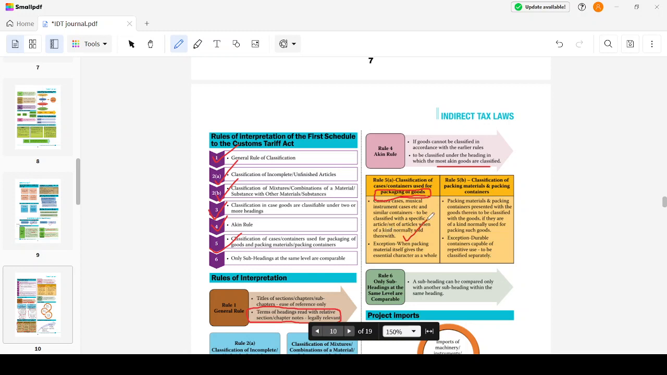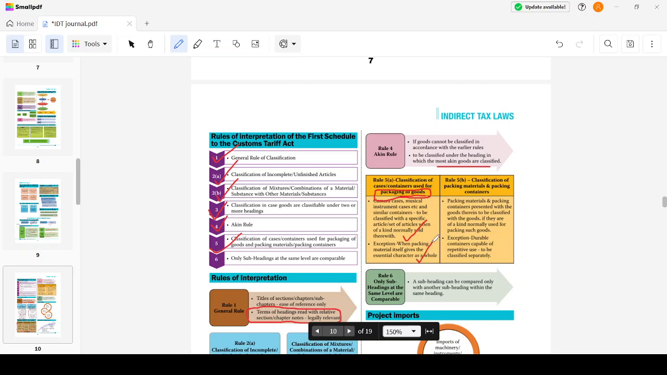See, generally what happens if you get a badminton racket? The cover is also given, so it will be classified with the similar good. It will be classified together with the tariff which is applicable to that particular badminton racket. When packing material itself gives the essential character as a whole, that can be sold separately.